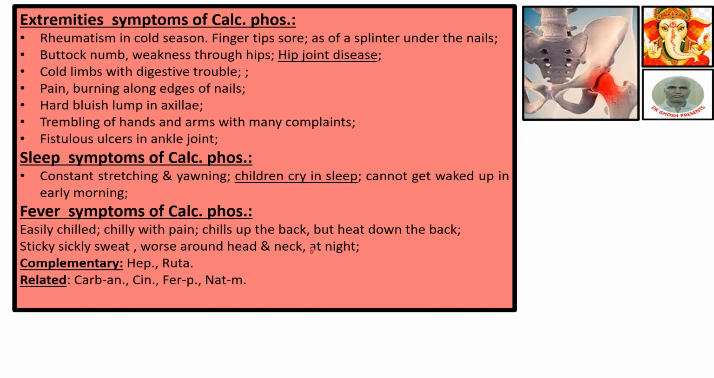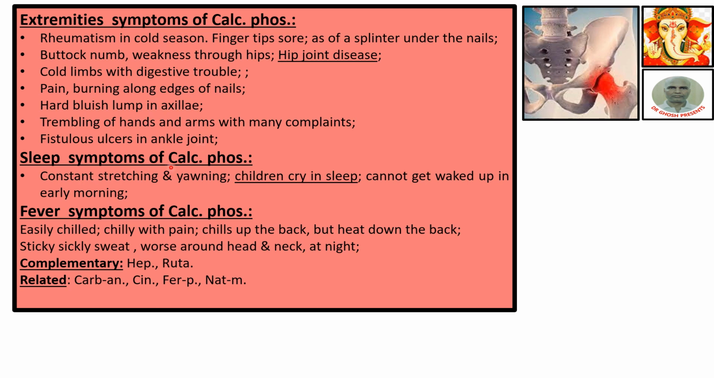Extremity symptoms of Calcarea Phos. Rheumatism in cold season, fingertip sore as of a splinter under nails, buttock numb, weakness through hips, hip joint disease. Hip joint disease as shown here. Actually, this is arthritis of the hip joint, commonly known as hip joint disease. Cold limb with digestive trouble, pain, burning along edges of nails, hard bluish lump in axilla, trembling of hands and arms, fistulous ulcer in ankle joint.